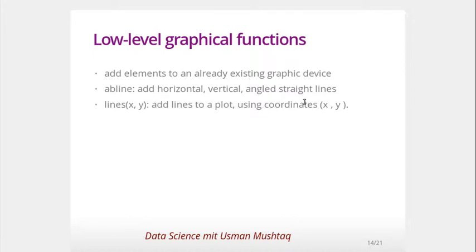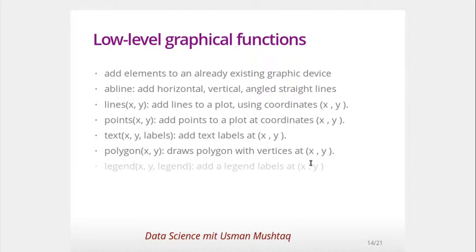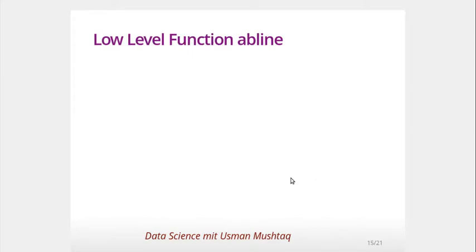Then we have lines. This lines function is used to connect two coordinates, and then we have points, which add points to a plot at given xy coordinates. Then we have text, where we can set our labels at xy coordinates, and then we have polygon, which draws a polygon with vertices at xy. And then I have legend, which adds legend labels at x and y coordinates. So in this video we will be covering abline, and in subsequent videos we will be covering the other low-level functions. So let's start with abline.